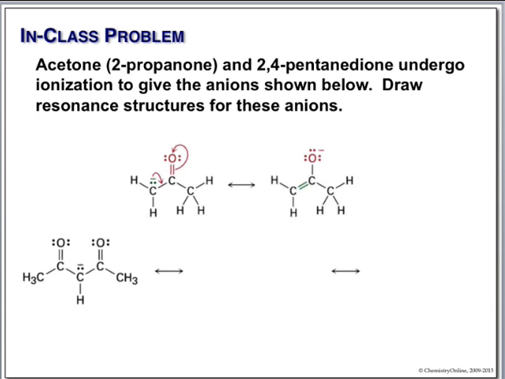As I said, this resonance was good because it allows us to predict reactivity. Basically, if you started here with the enolate anion, you would predict that this carbon next to it is going to have a partial negative charge, and therefore it will react with things.